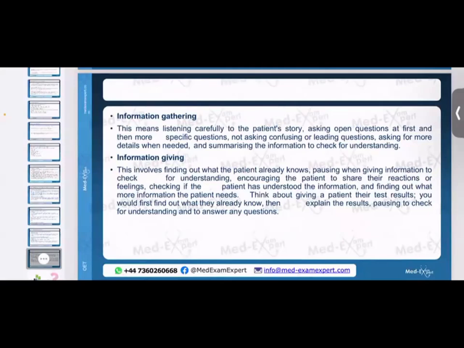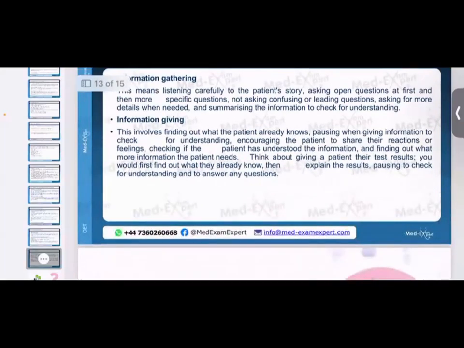Then you have to ask for the patient's story, asking open questions at first and then more specific questions, not asking confusing or leading questions, and summarizing the information to check for understanding. And then at the end, you have to give information. First, you gather information, and then you give correct information. This involves finding out what the patient already knows, pausing when giving information to check for understanding, and encouraging the patient to share their reactions or feelings, checking if the patient has understood the information. And what do students do? They give the information written in the bullet points, and then they keep on saying and completing their bullet points.